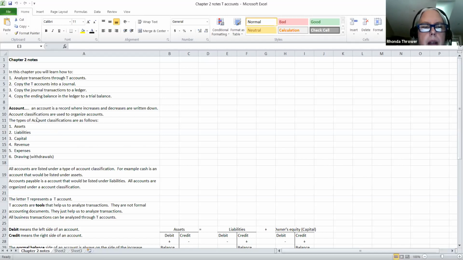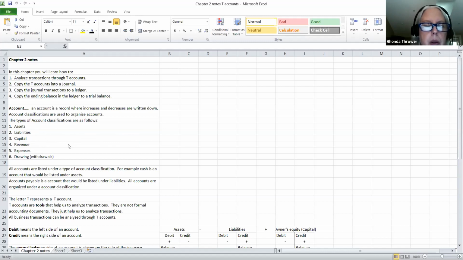An account is a place where we're going to record increases and decreases in accounting. And there are several types of account classifications that we're going to use to help us to organize our accounts. These classifications you've heard about from Chapter 1 are assets, liabilities, capital, which is sometimes called owner's equity, revenue, expenses, and drawing. These are what we call account classifications.